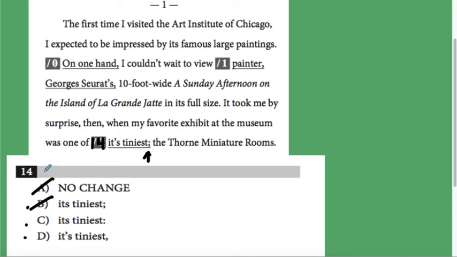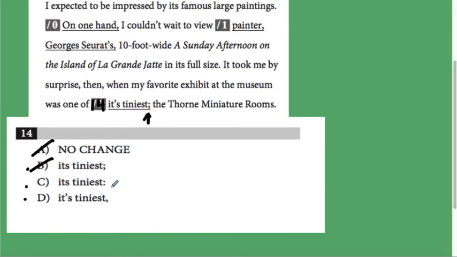Then the question becomes its tiniest and it's tiniest. I looked at the colon and the comma. I could use the colon and I could use the comma. So it came down to, do I need the apostrophe? In this case, it's a contraction, and "it is tiniest" would not be the use. So I would not be using the comma, I'd be using the colon. And a colon, because it's a complete thought before it, introduces that identifying phrase that comes next. So my answer would be C.